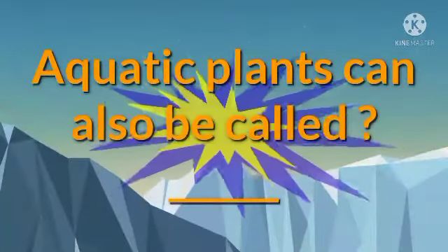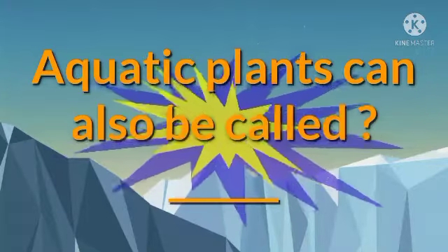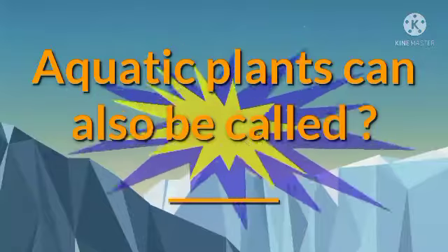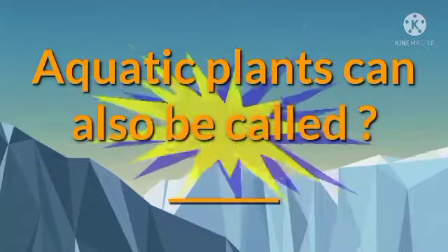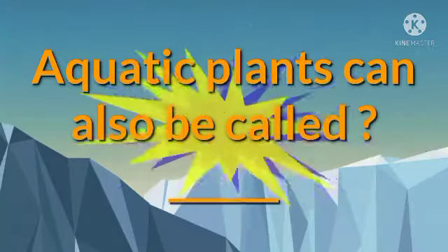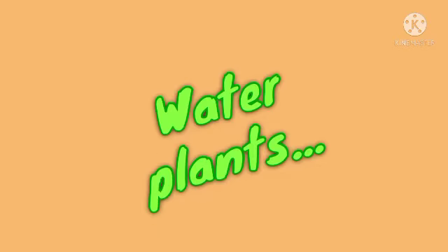Now, the next practical question. Aquatic plants can also be called dash. I'll come again. Aquatic plants can also be called dash. Let me see who will get this with my smart super kids. The answer is water plants. Aquatic plants can also be called water plants. So that is the right answer. Wow, you got it right.